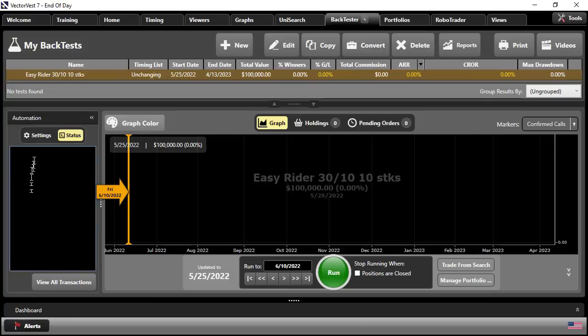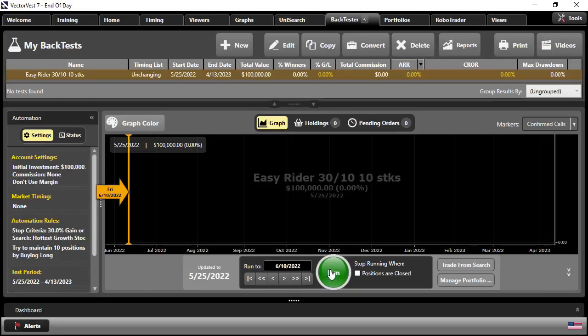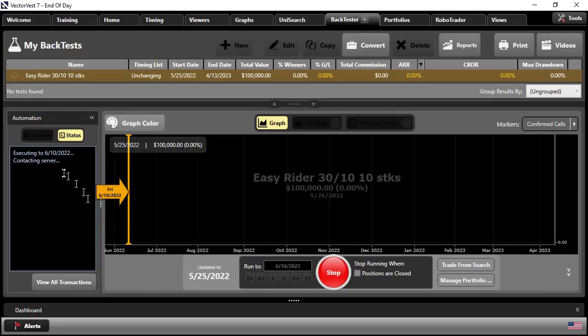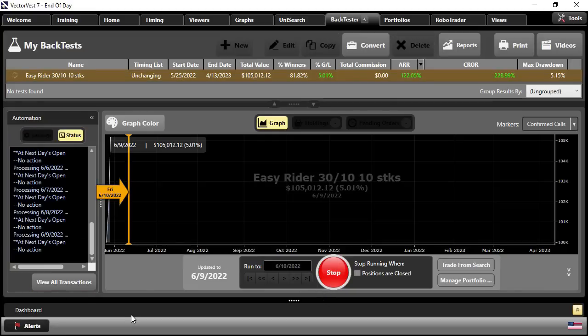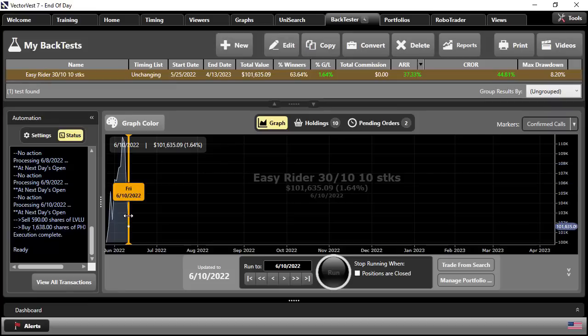Over here in the automation window, this is where all the trades will appear. I can also confirm the settings that I'm going to run: hottest growth stocks with a 30 gain, 10 loss, on a 10 stock position. So let's click Run, and we'll see the trades executing and the equity curve building into our stop date.